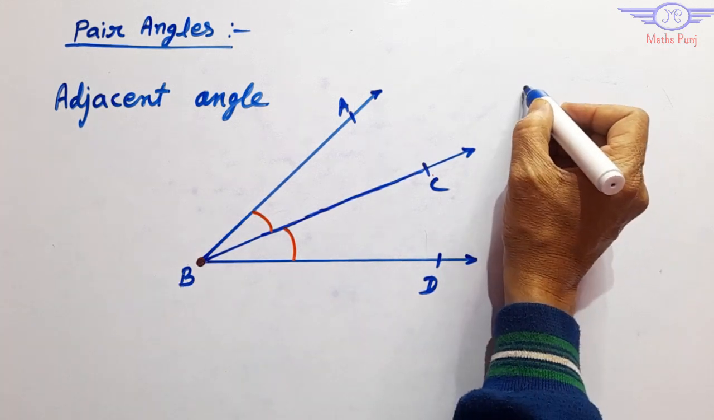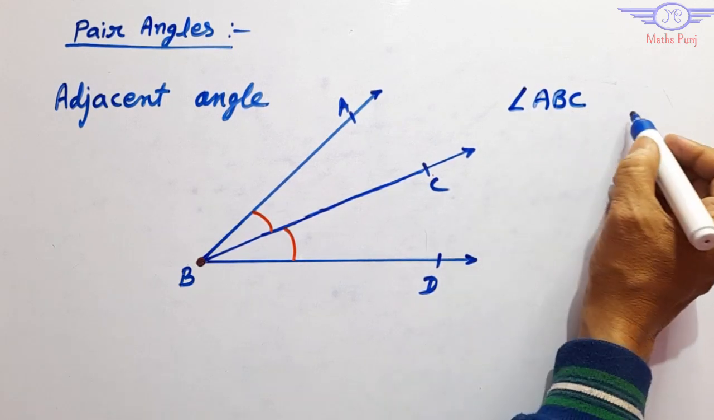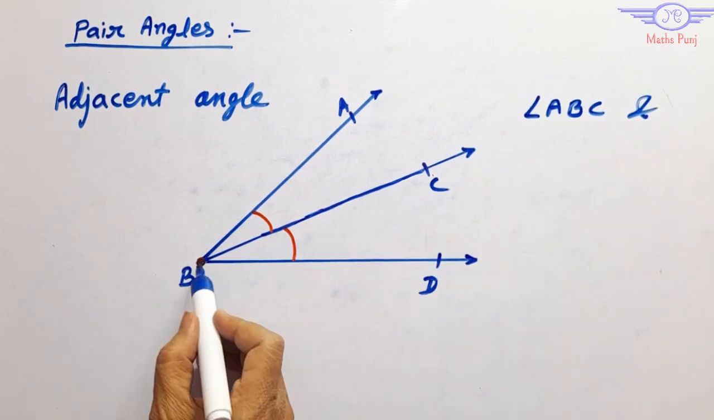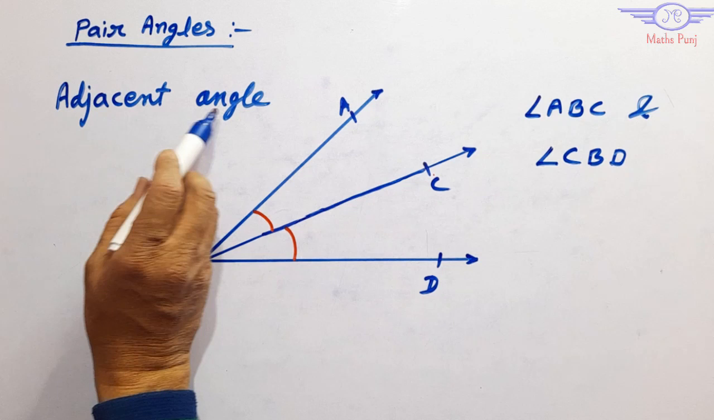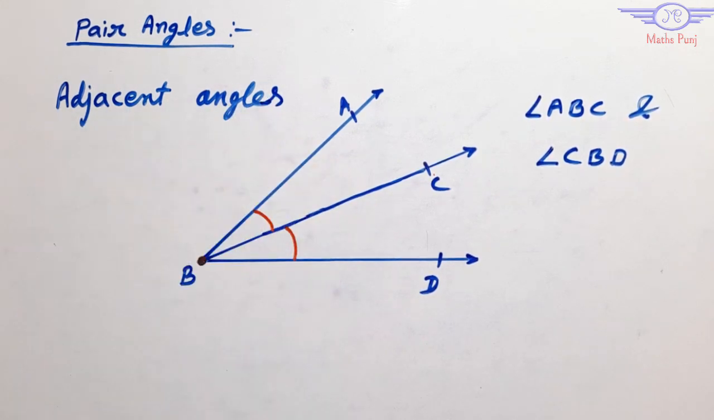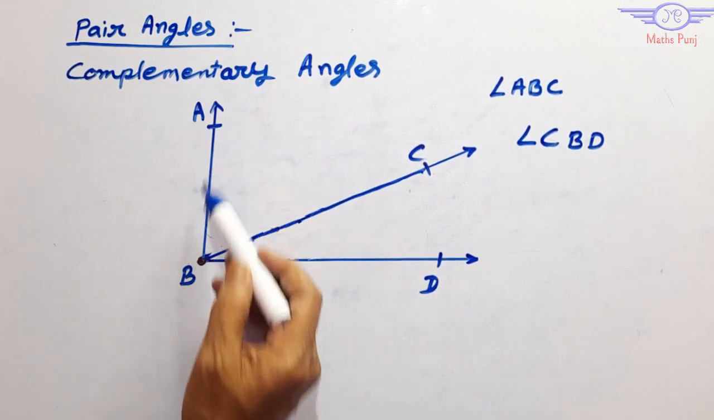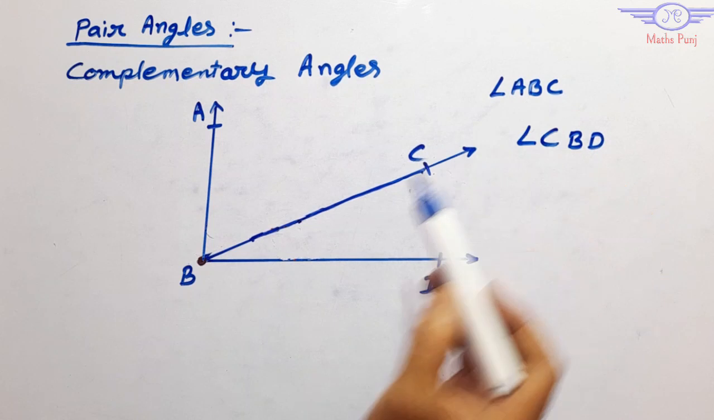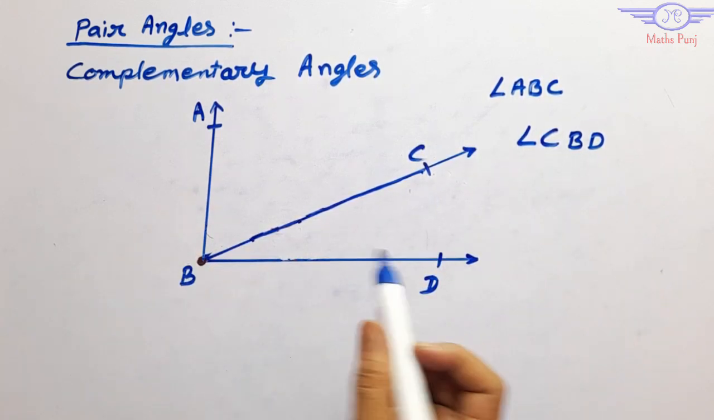Here the angle ABC and the angle CBT are adjacent angles. Here there are two angles: this is ABC and this is CBD, two angles.